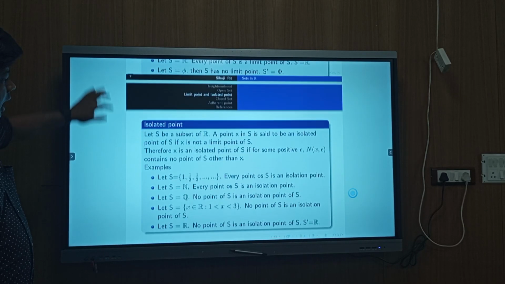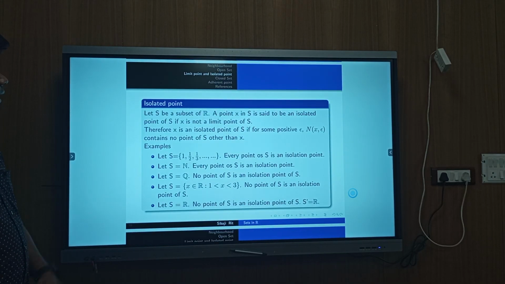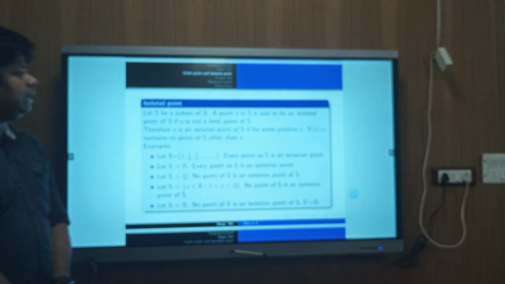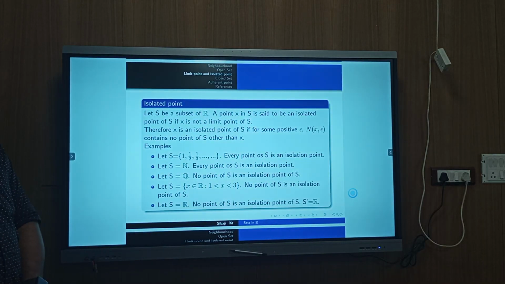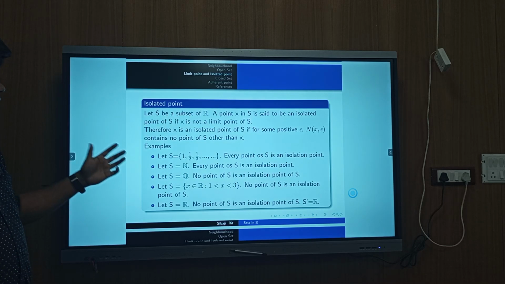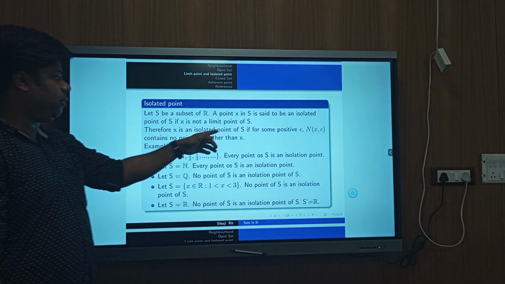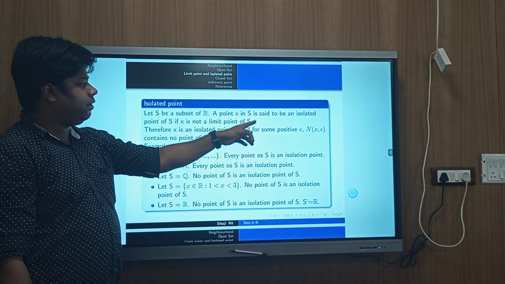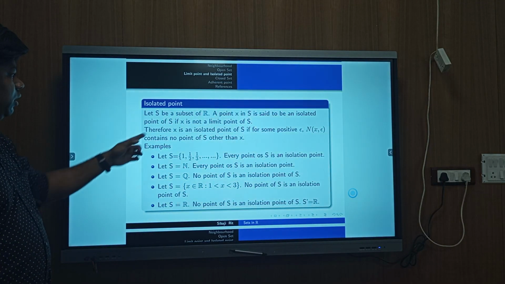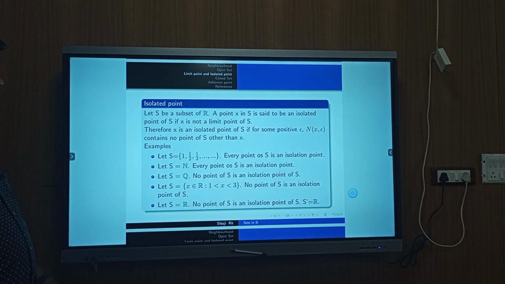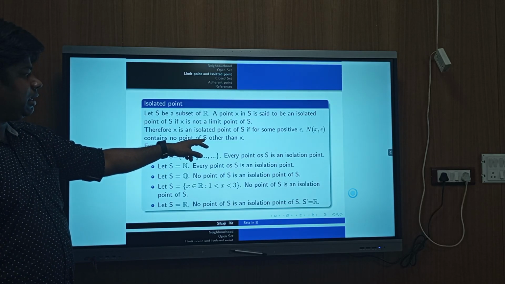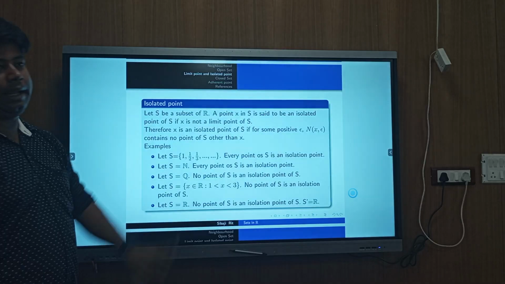Now we define isolated point. Let S be a subset of R. A point x in S is said to be an isolated point if x is not a limit point. Therefore, x is an isolated point of S if for some positive epsilon there exists a neighborhood N(x, epsilon) containing no point of S other than x.